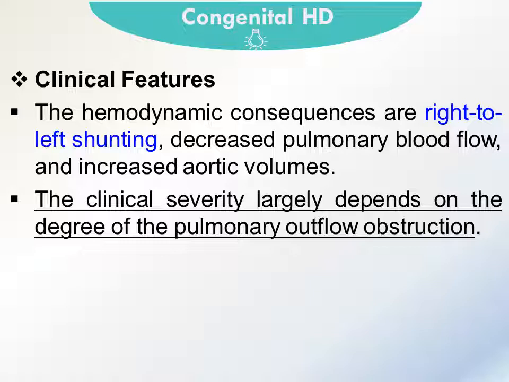Thus, if the pulmonary obstruction is mild, the condition resembles an isolated ventricular septal defect because the high left-sided pressure causes only a left-to-right shunt with no cyanosis. More commonly, a more severe degree of pulmonary stenosis causes early cyanosis.